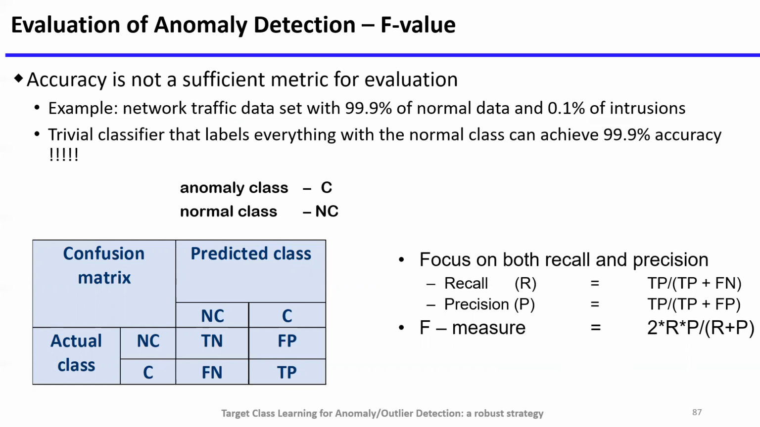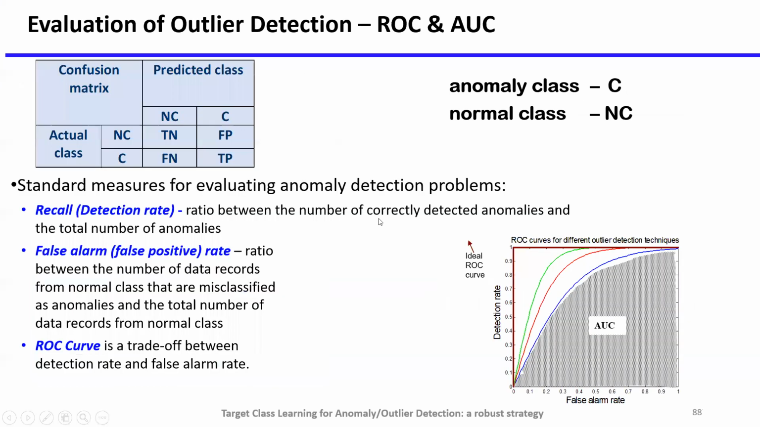So here we can rely upon the F values. F values are basically a combination of recall and precision, to get more confidence about the detection of the anomalous class and normal class. Other than this, we can calculate the detection rate with the help of recall. Here we can calculate the ratio between the number of correctly detected anomalies and the total number of anomalies.